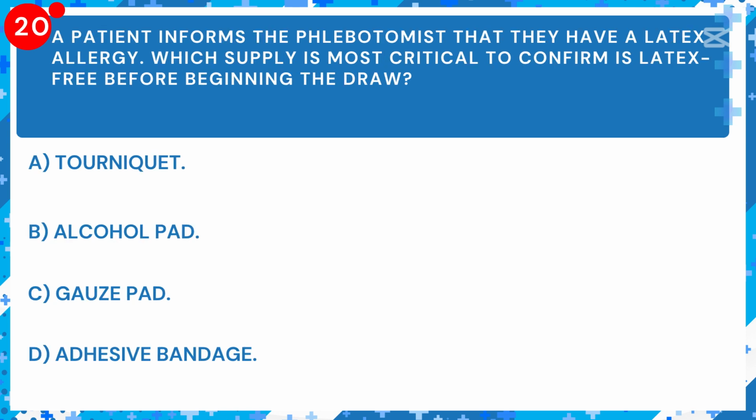Question 20. A patient informs the phlebotomist that they have a latex allergy. Which supply is most critical to confirm is latex-free before beginning the draw? A. Tourniquet. B. Alcohol pad. C. Gauze pad. D. Adhesive bandage.